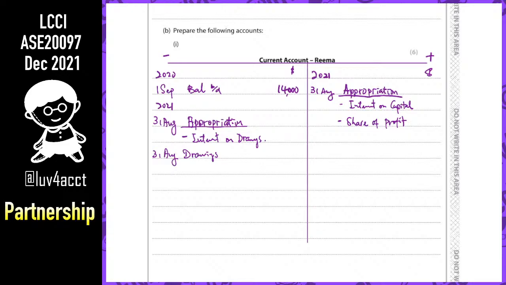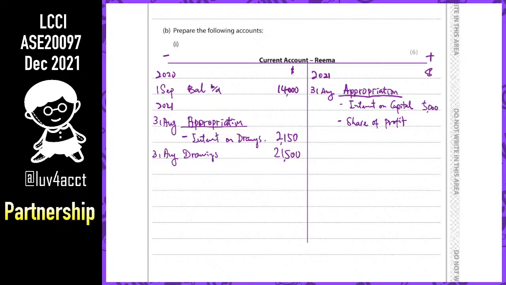Okay, so now we can put the figure. Some of the items I remember, so I don't need to go back. 21500 as the drawings, and then interest on drawings will be 2150. Okay, 6 marks. I don't think you need to show the workings. No space of giving you marks on that. Interest on capital, is it 5,000?